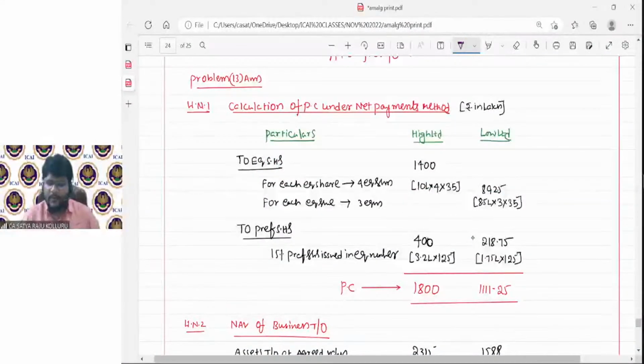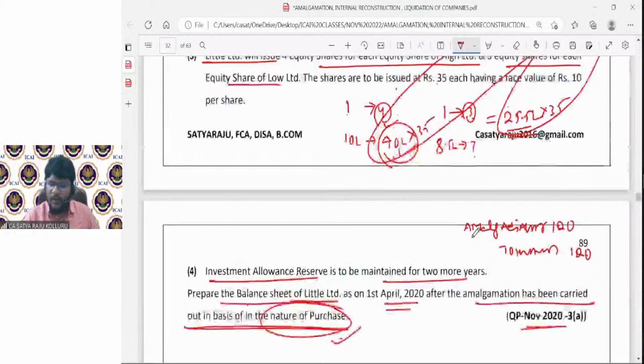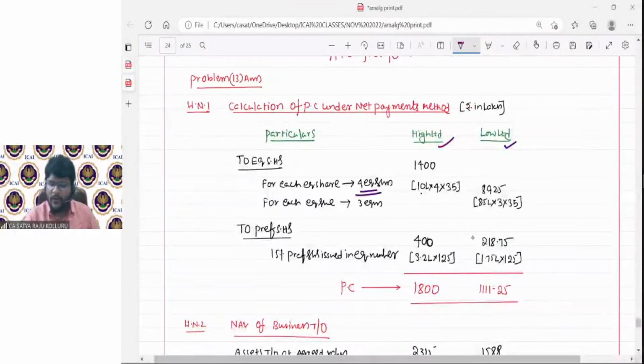under net payments method for High Limited and Low Limited. For each equity share, 4 equity shares. That is 10 lakh into 4 into 35. We already worked it out here, that is 40 lakhs into 35, so they got 1400 lakhs here. Here 8.5 lakh into 3 into 35, that is 892.5 lakhs.